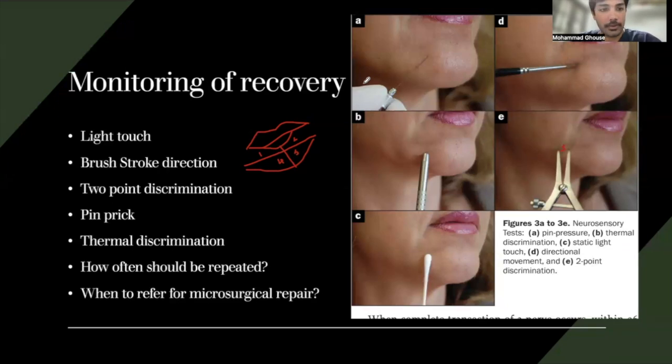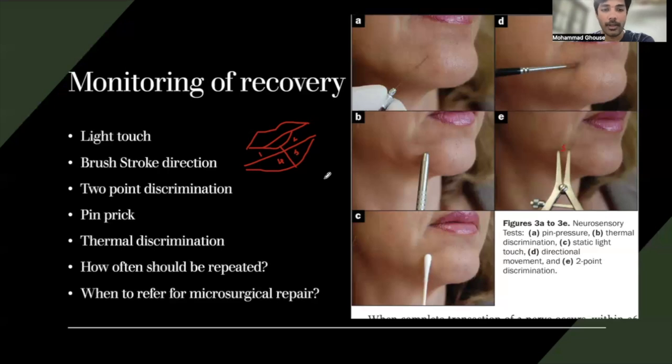For cold discrimination, we can use a cotton pellet soaked in ethyl chloride spray, and again the same thing. We place it on the unaffected region, then on the affected region, and we ask the patient whether he's able to perceive this or not.